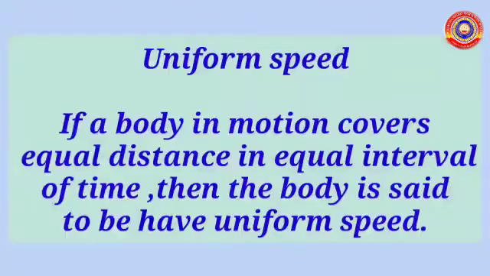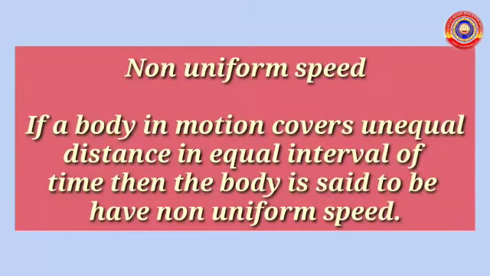Once again, if a body in motion covers equal distance in equal intervals of time, then the body is said to have uniform speed. And if it covers unequal distance in equal intervals of time, then the body is said to have non-uniform speed.